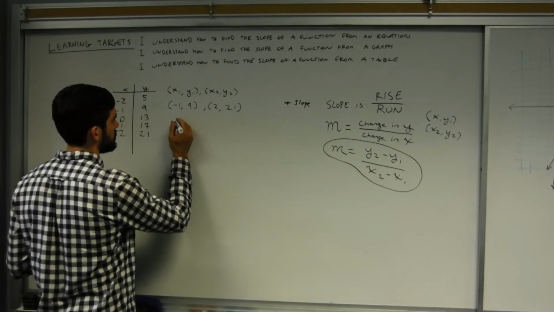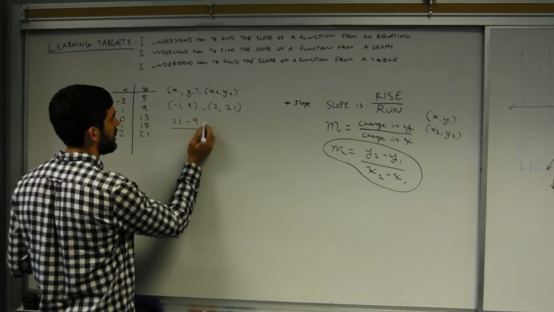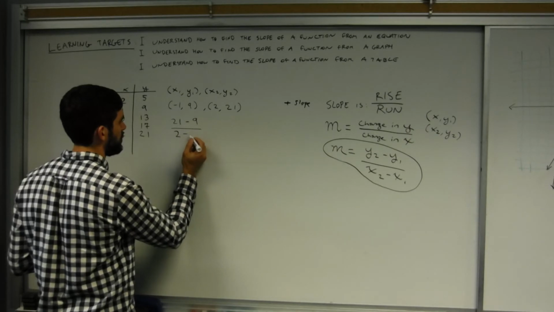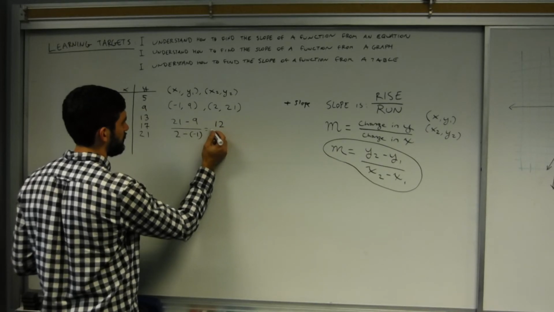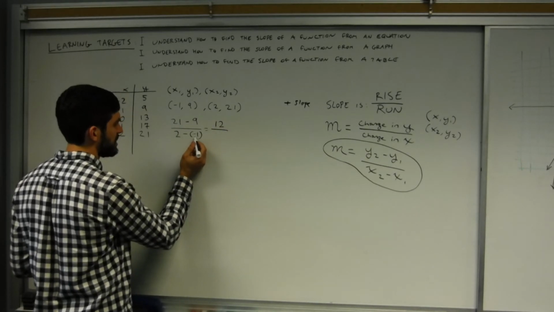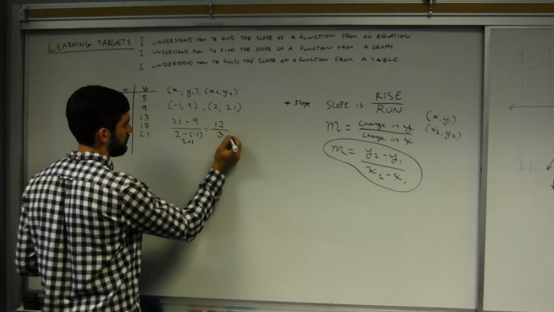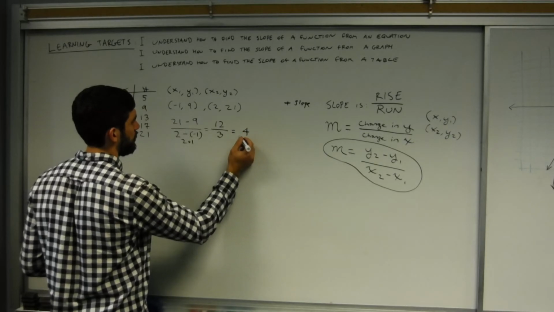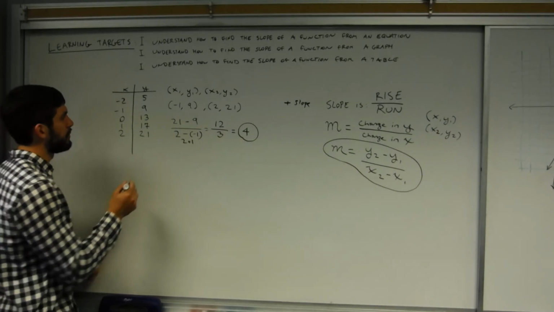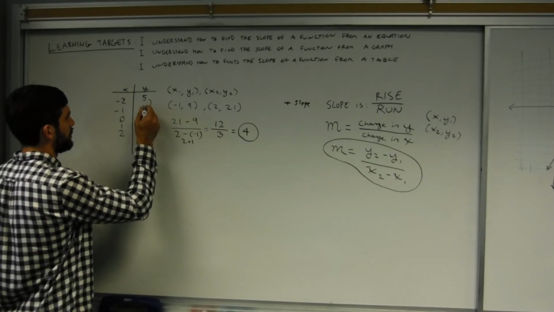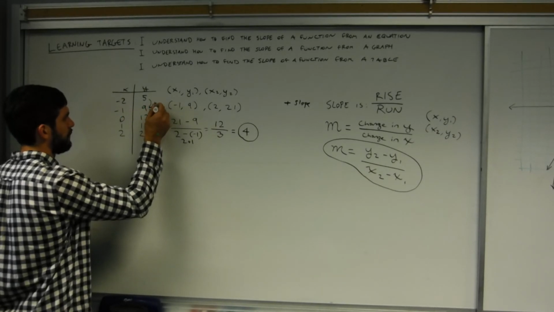So y2 is 21 minus y1, which is 9, divided by x2, which is 2, minus a -1. On top we get 12, and on the bottom, minus a negative is a positive, so we get 2 plus 1, which is 3. Our slope is equal to 4. And if we look at our table, each time we move right 1 unit in x, we go up 4.